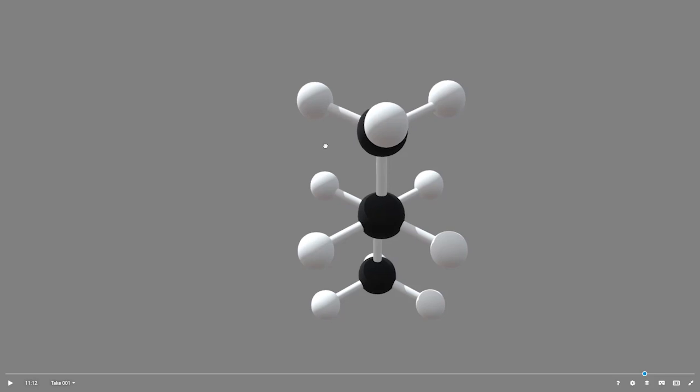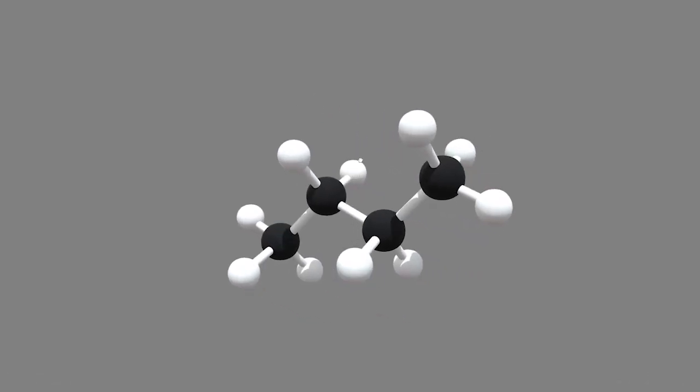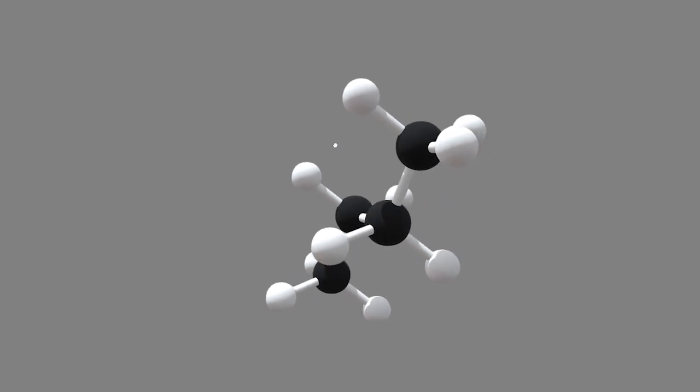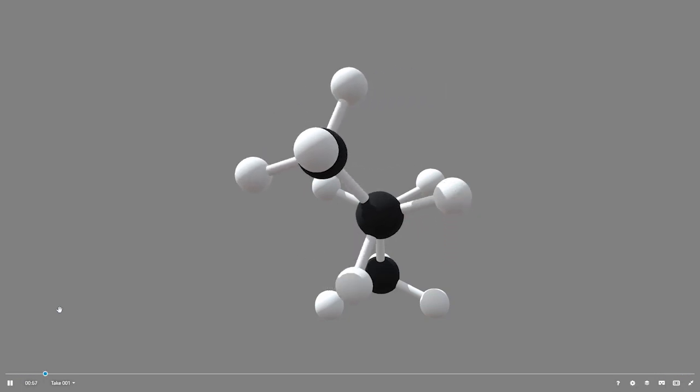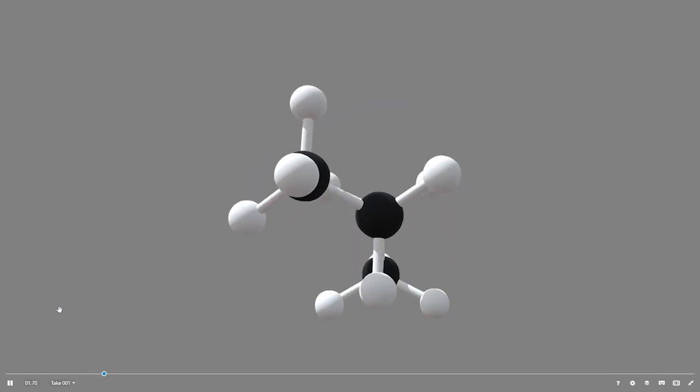And that's why it's weird for some students to get used to, because we're used to seeing all the bonds, but when we turn it for the Newman projection, we can't see the bond anymore between carbons number 2 and carbons number 3. But what we can see now very clearly is the differences as this molecule rotates.